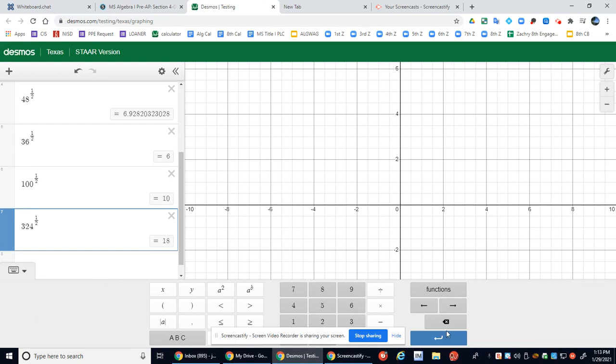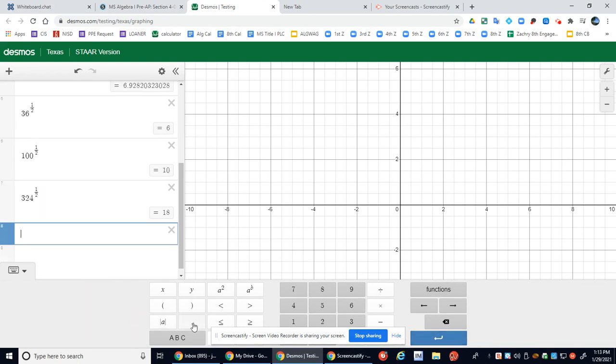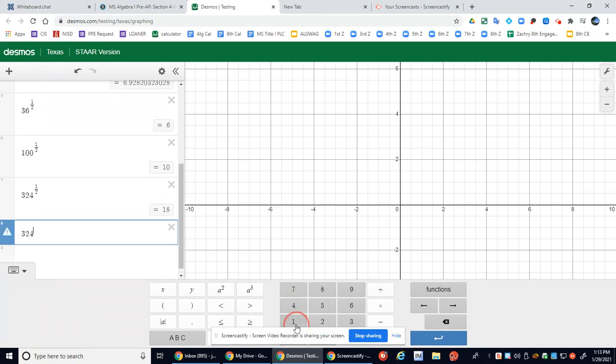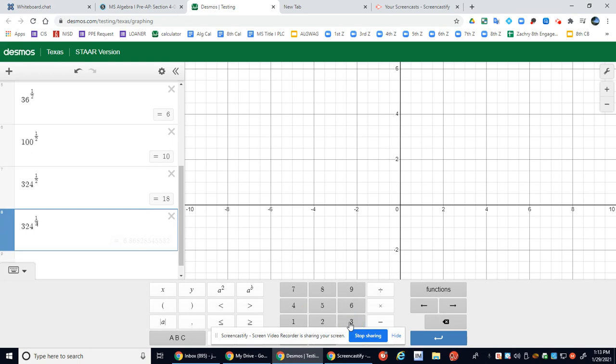We could also do this for other exponents; it doesn't have to be a half. Let's say we had it for 324, but the power is 1/3. And there's your difference. Okay? So the big idea today is how to use the calculator when you want to raise something to a power and it's a fraction. You're going to use this little a to the b power.